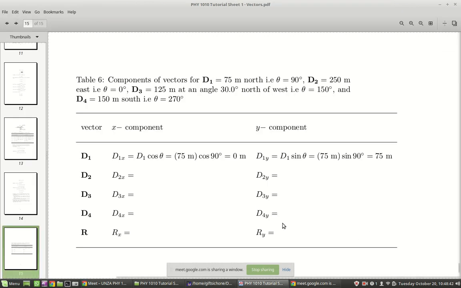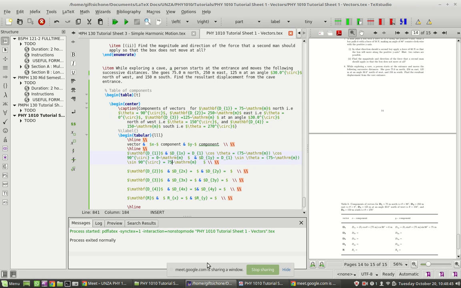Okay, then move on to d2x. How do you get d2x? It's 250 cos 0, which is 250 meters. So d2 cos the angle.